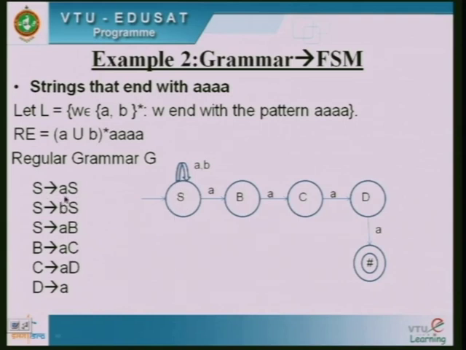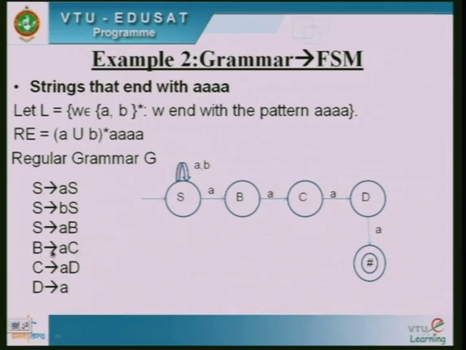So, you have S derives AS. So, with A, you can define a self loop like this, A, S, and you have S derives BS. Okay. So, I have added here B also. Next, what is the rule? S derives AB. Okay. So, that means S derives with A, it makes a transition to state B.